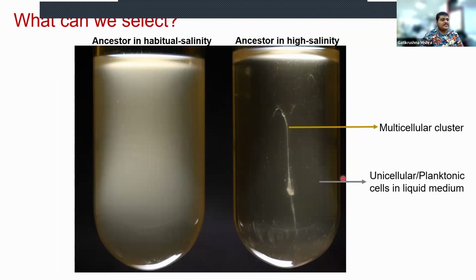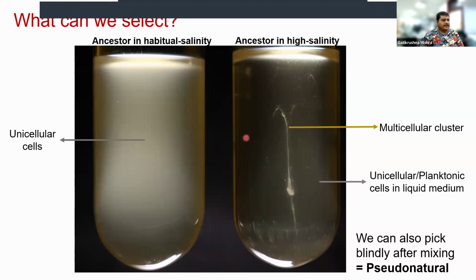we can select for the multicellular cluster in high salinity. We can select for the unicellular cells which are present in the medium. Not the entire population is contributing in making this multicellular cluster. Some are still present in the liquid medium. And in the normal habitual salinity, we can also select for unicellular cells because we can fluctuate environments every other day, which we'll come to later.